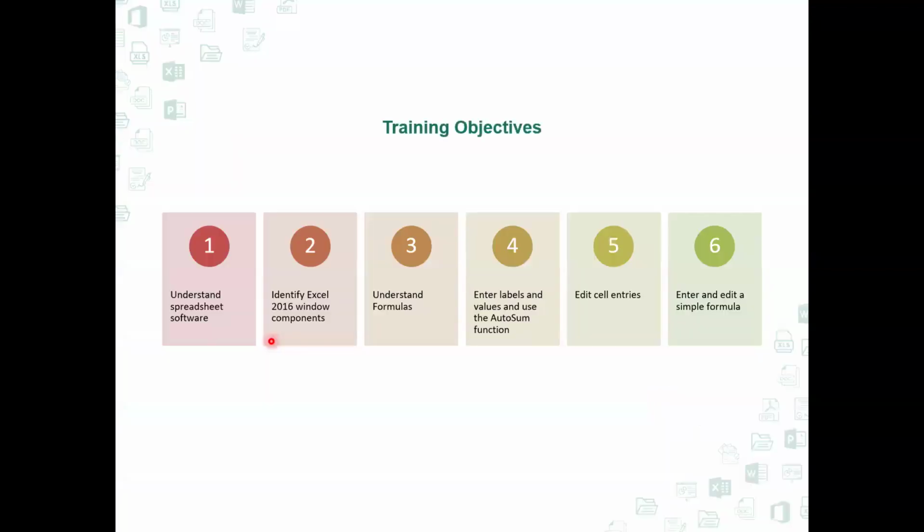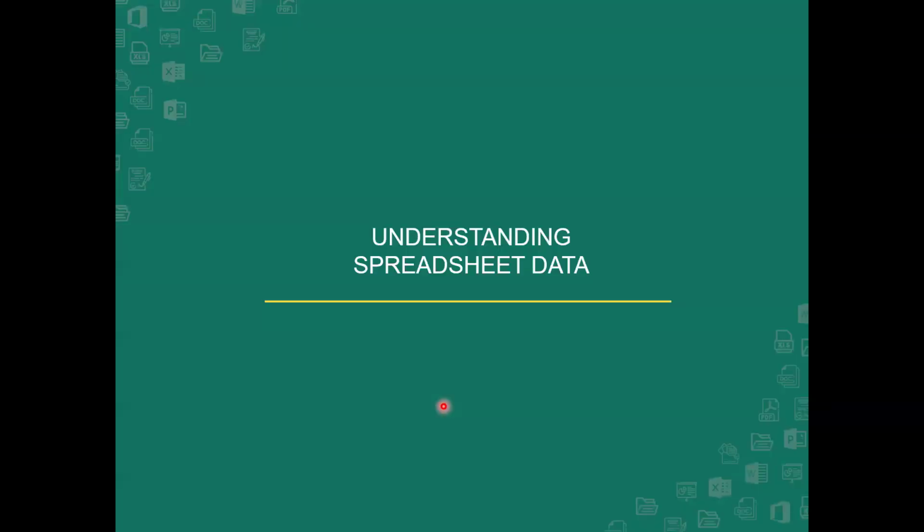So let's get started. Training objectives. Out of this training, we are going to understand the spreadsheet software. We are going to identify Excel 2016 Windows components. So remember, with Excel, there are some differences, so I will be using Excel 2016. You're going to understand the formulas, enter labels and values, use the auto sum function, edit cell entries, as well as enter and edit simple formulas. These are our training objectives. Understanding spreadsheet data.